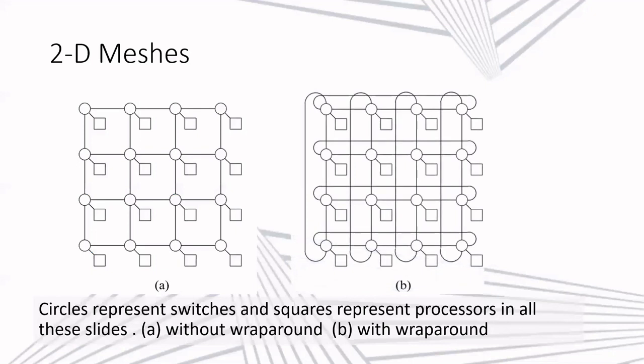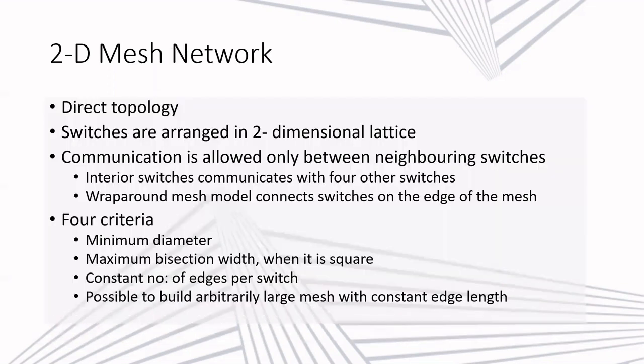So you can see a different variant here, the wraparound variant. Here the only difference is that the nodes at the edges are also connected. This is the without wraparound and with wraparound arrangement of the 2D mesh network. Okay, so let's evaluate the 2D wraparound and non-wraparound variants of this mesh. It has a minimum diameter and the maximum bisection width when it is a square mesh. It has a constant number of edges per switch. So even if you scale it into a large mesh, it will have constant edge length.